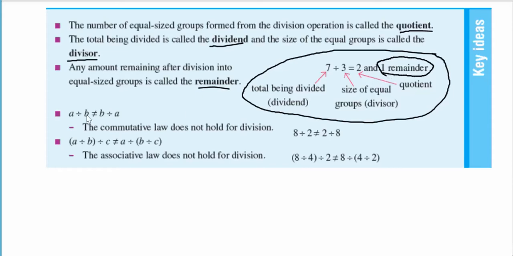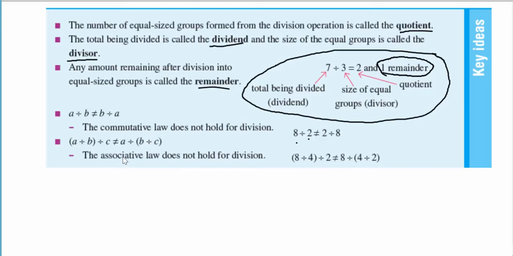Alright, now the commutative law does not hold for division. So remember, the order is important here. 7 divided by 3 is not the same as 3 divided by 7. Or in this example, 8 divided by 2 is not the same as 2 divided by 8. So you've got to keep the order. Alright, you can't just swap them around like you can with addition and multiplication. The commutative law applies for addition and multiplication, but doesn't apply for division and subtraction.